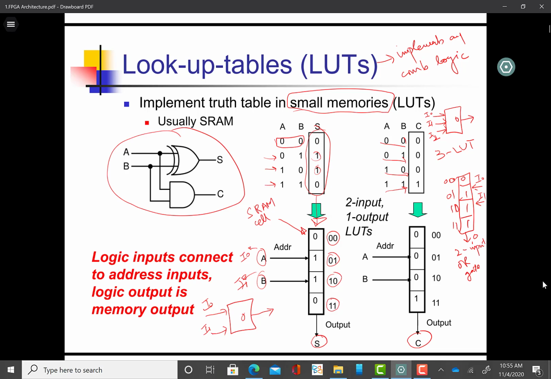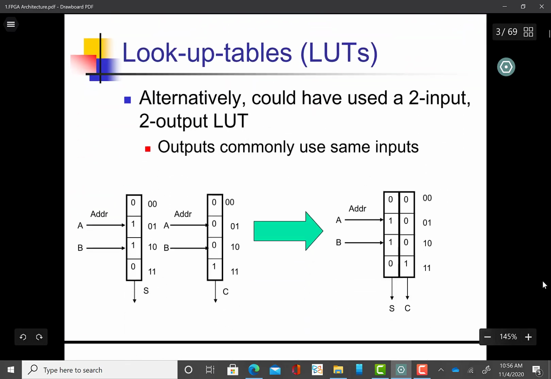So this is interesting. Now we have a very generic, universal kind of gate which can implement any function. If I want to implement, for example, a 5-input function, I need a 5-input lookup table. If I want to implement a 6-input function, I need a 6-input lookup table, okay.